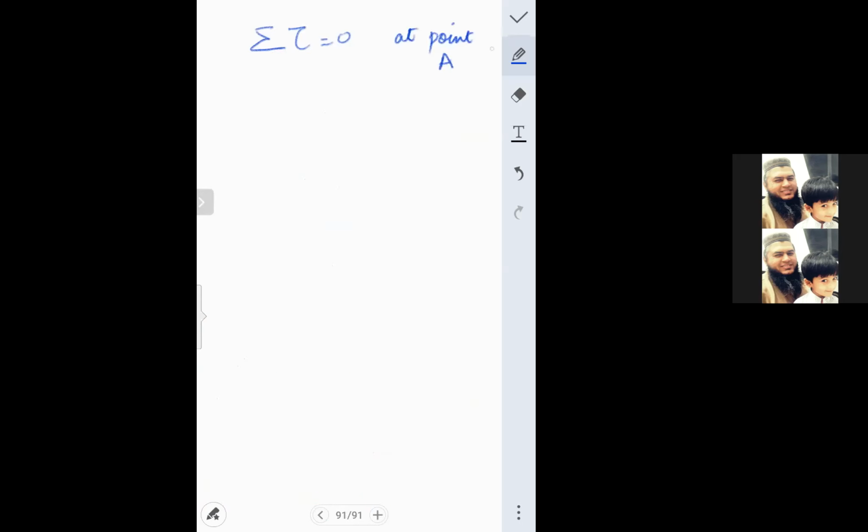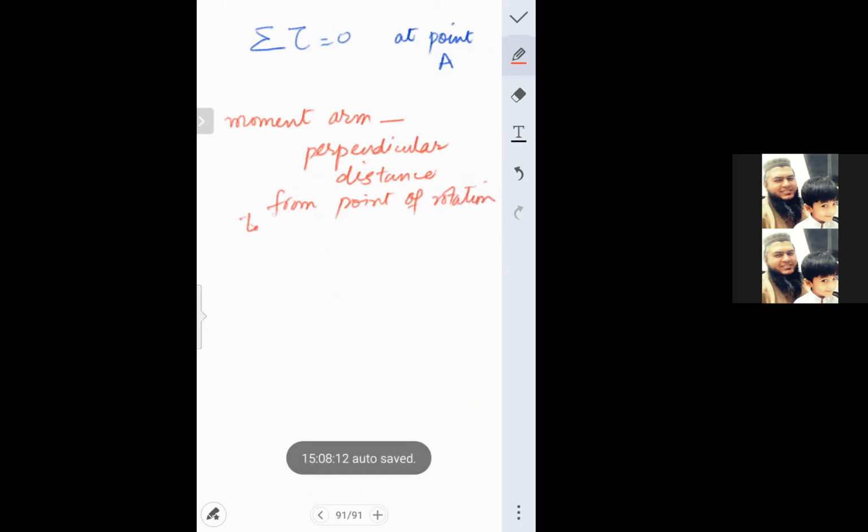Now you have studied during the chapter that moment arm is the perpendicular distance from point of rotation to line of action of force.